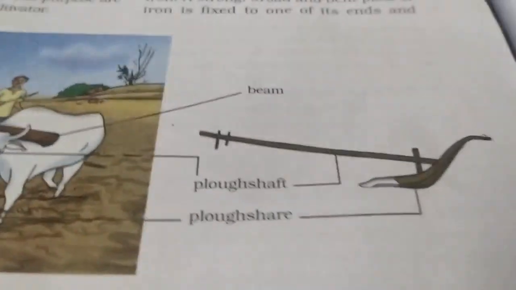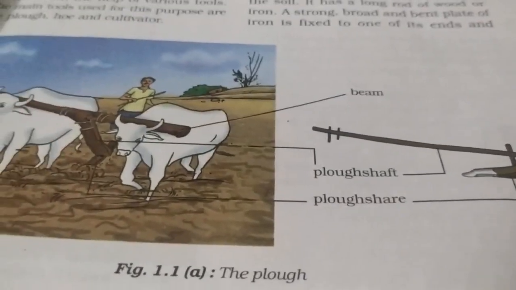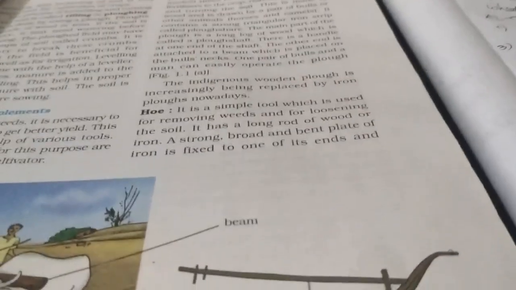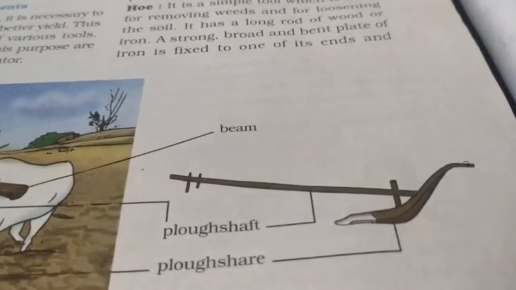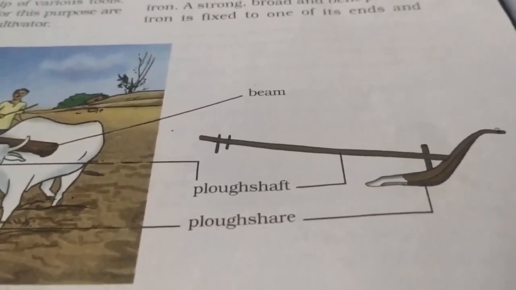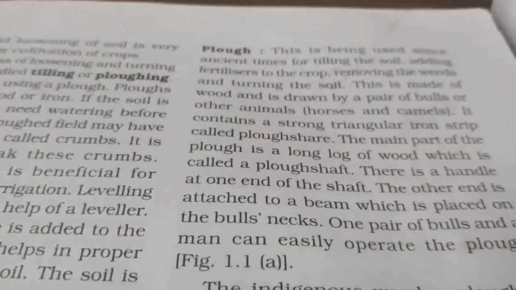So that you can see that a long beam of wood will be there, and a triangular plowshare, that is a triangular iron strip. So these three parts will be there: a long beam, a plow shaft, and a plow share. So now we can see the structure.